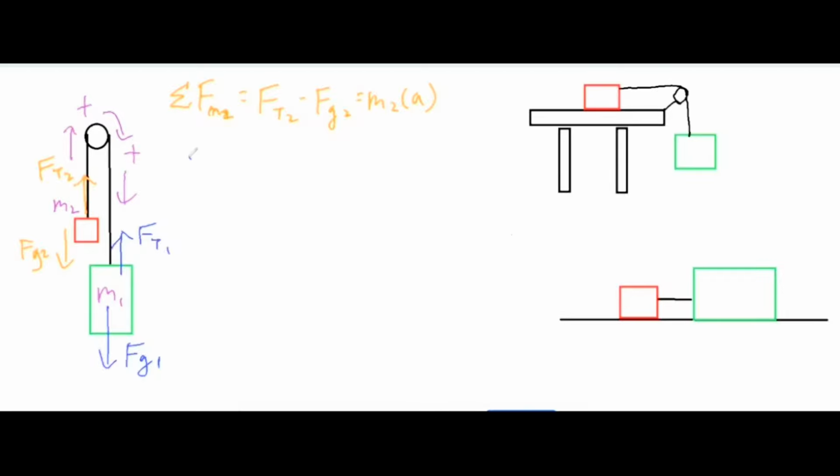And then similarly, for the sum of forces for mass 1, we have the same thing, but Fg1, remember, is in this direction of how everything flows. So Fg1, although it's downwards, we're going to call that positive in this particular scenario. And then we have that Ft1 counteracting it, and that equals M1a. We'll call that M1A.